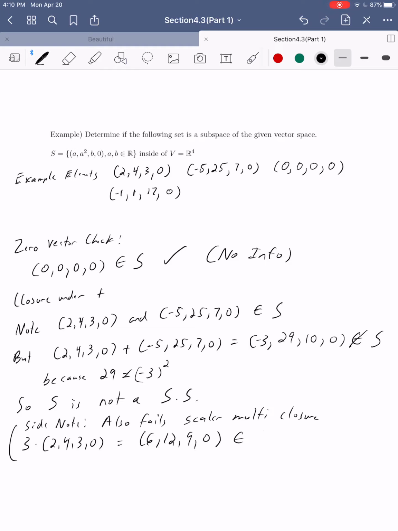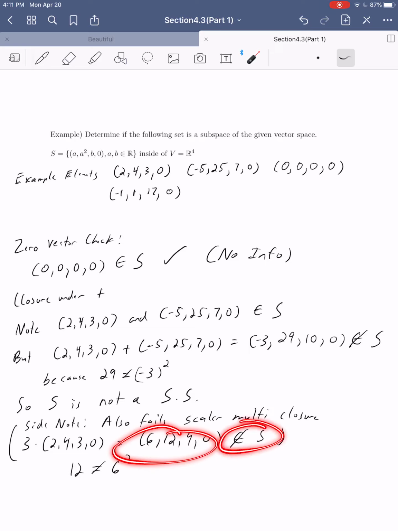But this guy would not be an element of S. Again, because this guy here, who's supposed to be this guy's square, well, he wouldn't be, right? Because 12 does not equal 6 squared. So this guy would also fail under scalar multiplication, because if you multiply one of the vectors inside this space with a scalar multiple, you don't get something that still is inside the space. So you leave the set when multiplying by a scalar. That means it's not a subspace.